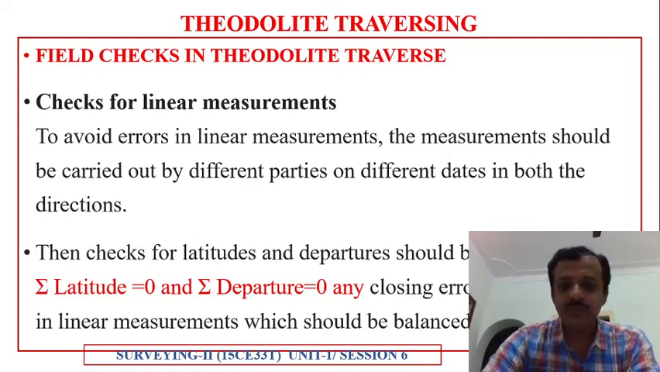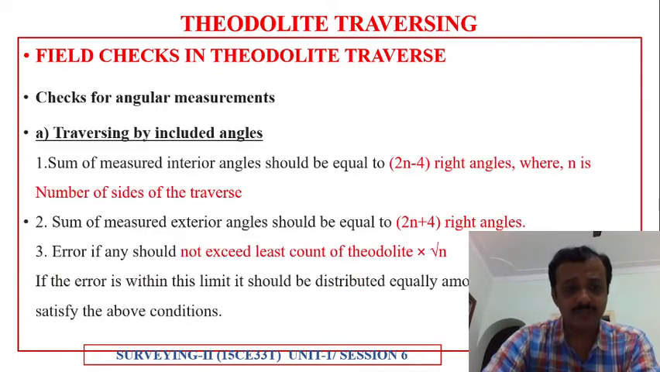Then check for latitude and departures. The sigma of latitude should be equal to 0 and sigma of departure should be equal to 0. Any closing error indicates error in linear measurements, which should be balanced. Right?